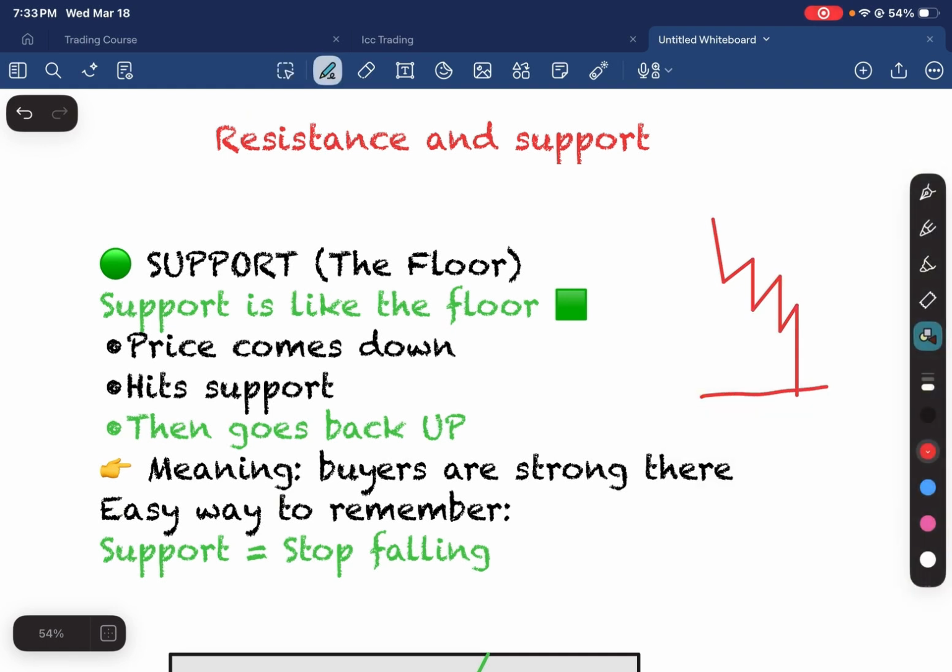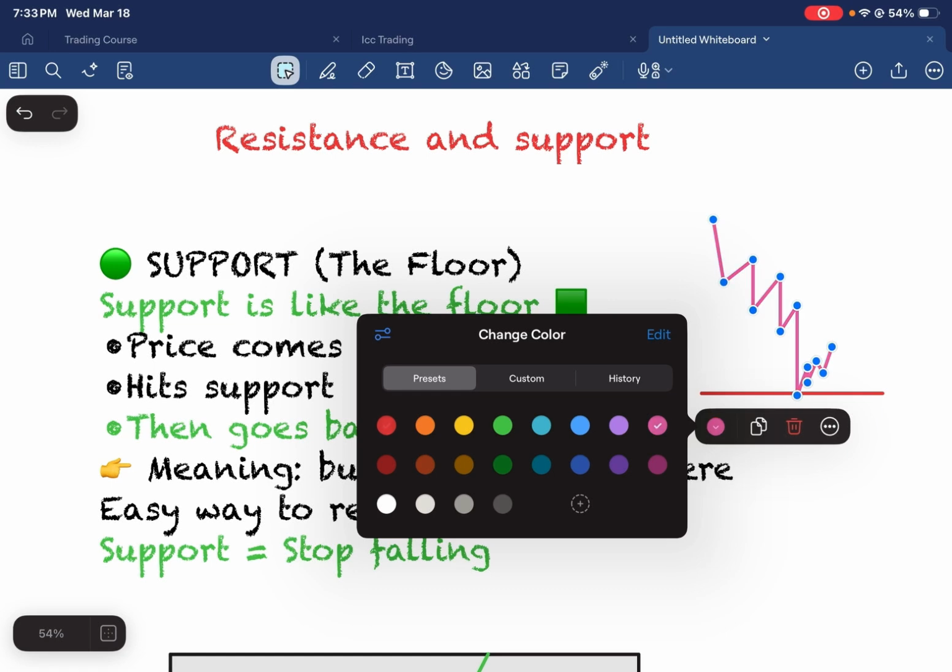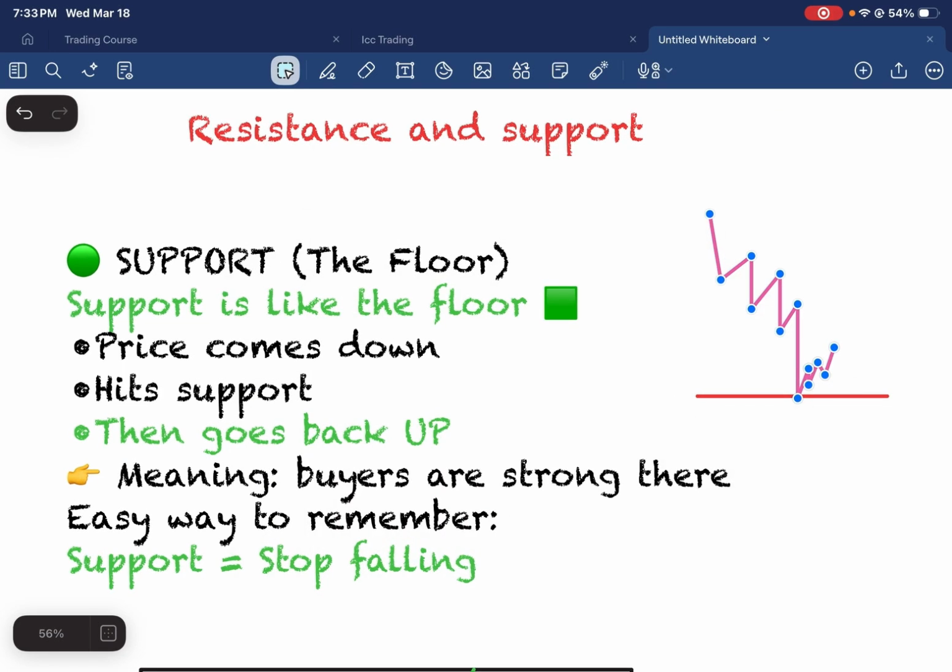So support is like price going down, right? And when you reach a level, when you reach this level and then it starts to go back up, at this level we would call that a support. All right. So when price is going down and when you reach this level, it's unable to break. When you reach this red line, it's unable to break and go any further. That level that the candlesticks are unable to pass, that price mark, we call that support. It means that buyers are strong there, and the easiest way to remember is that support equals the price stops falling, or the candlestick stops falling.